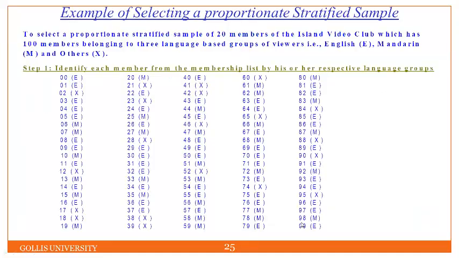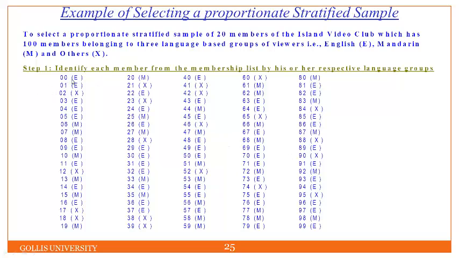Now, let's take an example here. I'm using language as my stratifying variable. Select a proportionate stratified sample of 20 members of the Island Video Club, which has 100 members belonging to 3 language-based groups of viewers, for example, English, Mandarin, and others. Out of these 100 people, I need to select 20 using stratified sampling. And of course, I'm using language as my stratifying variable.